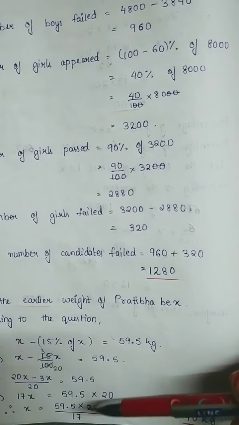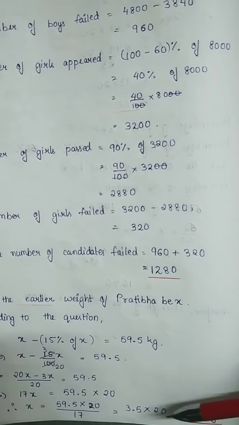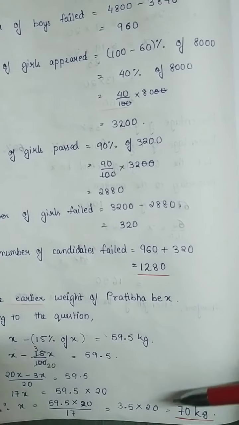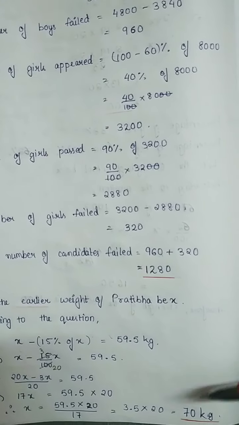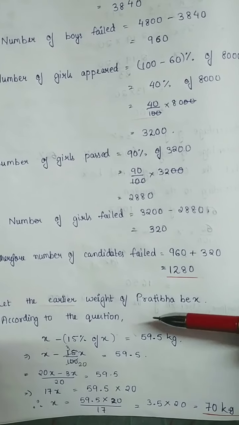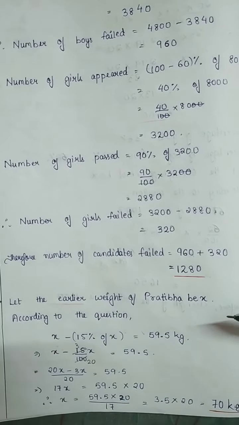Now we will cut it. 17 ones are 17, 3.5s are 59.5. So we have 3.5 multiply 20, and when we multiply it, we get 70 kg. So Pratibha's earlier weight was 70 kg and now she has become 59.5 kg. Okay, let's move on to the next question.